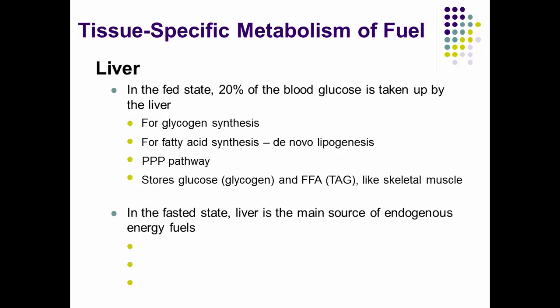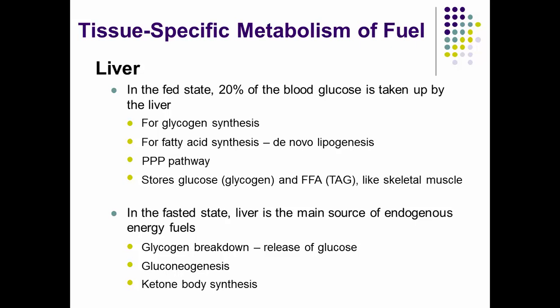And in the fasting condition, the liver is the main source of endogenous energy fuels. So what types of energy fuels can the liver release during starvation to provide energy for other tissues to use? Can you guys tell? Yes, glucose, and during starvation, including long-term starvation, yes, ketone bodies. So releasing glucose from the liver actually involves two pathways, right? Glycogen breakdown and gluconeogenesis. And it also makes ketone bodies, right?